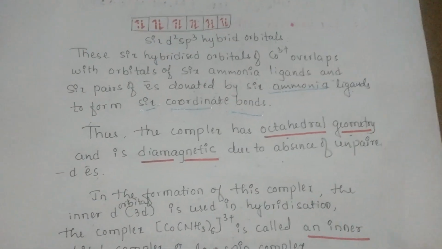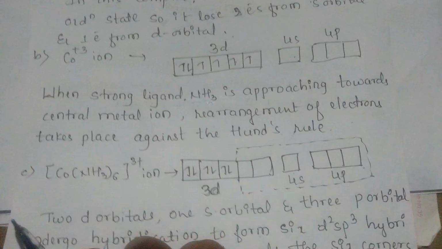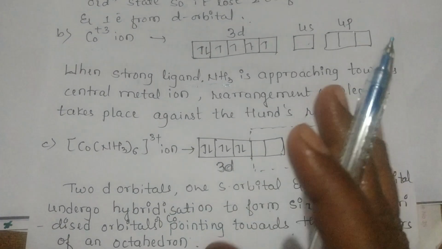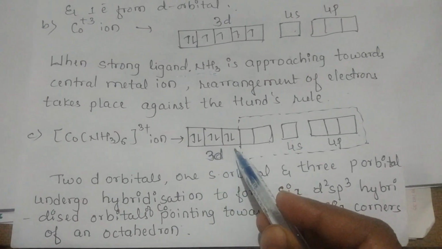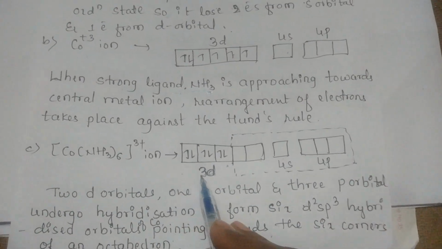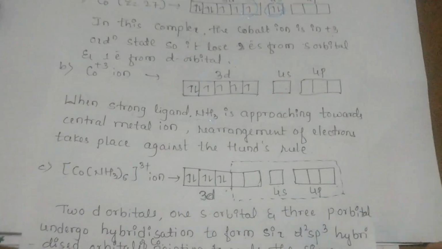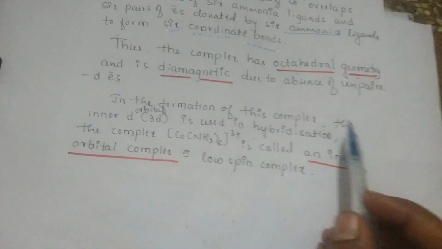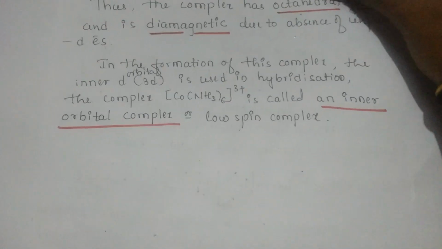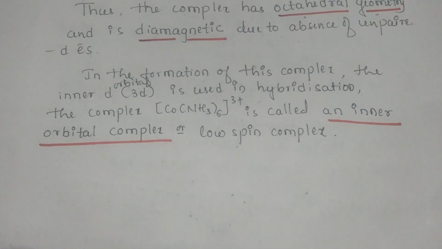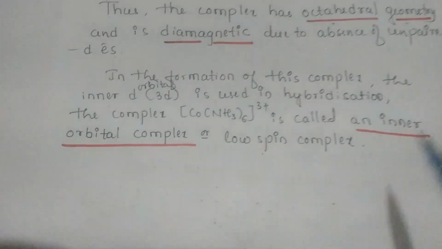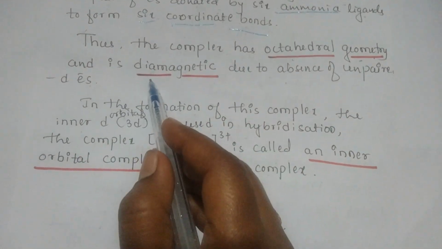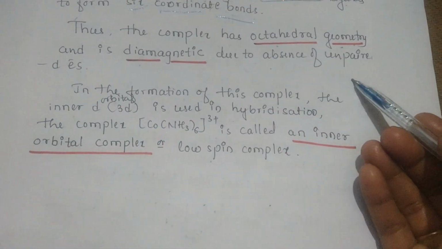See here, we have to consider the magnetic property after rearrangement of electrons. Is there any unpaired electron? No. So it is diamagnetic in character. Here we know that there are 6 ammonia ligands, meaning the coordination number is 6. So the geometry will be octahedral, and the magnetic property is diamagnetic due to the absence of unpaired electrons.